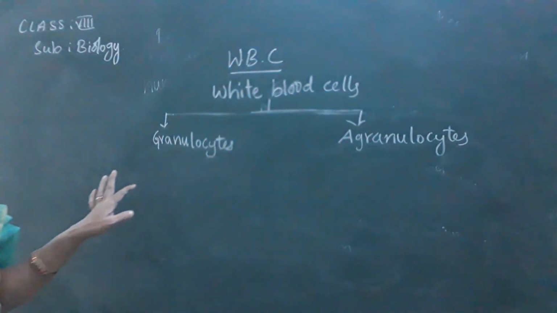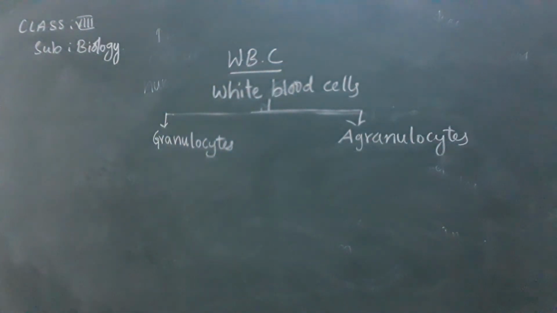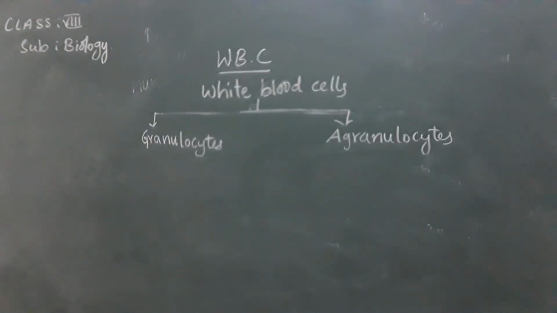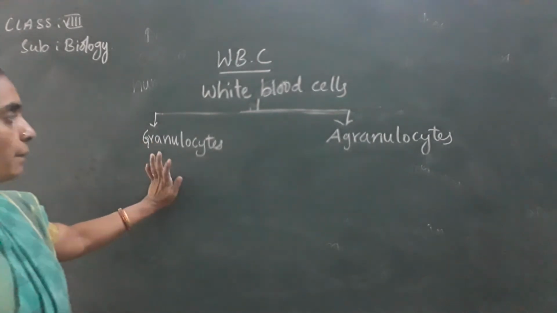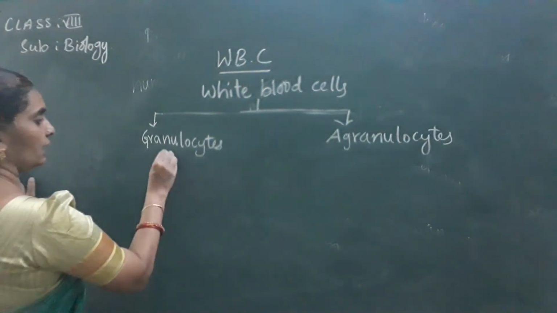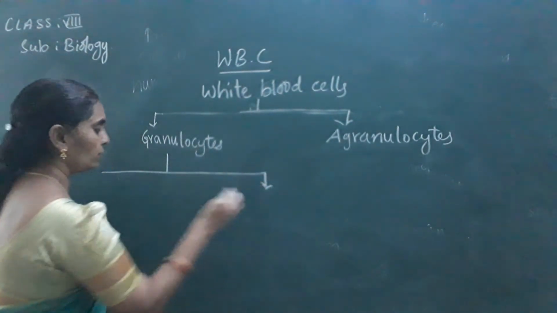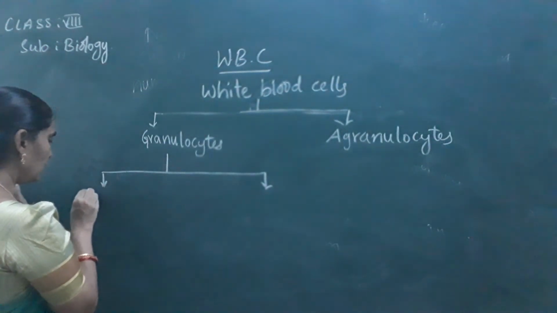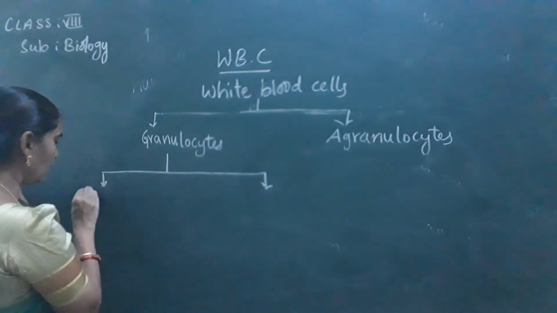Okay, granulocytes and agranulocytes. Granulocytes are again divided into 3 types: basophils, eosinophils and neutrophils.